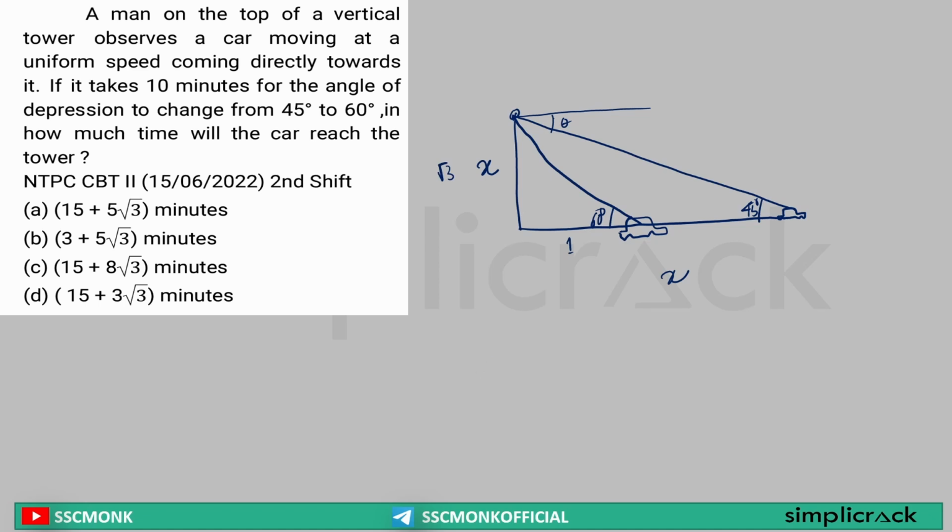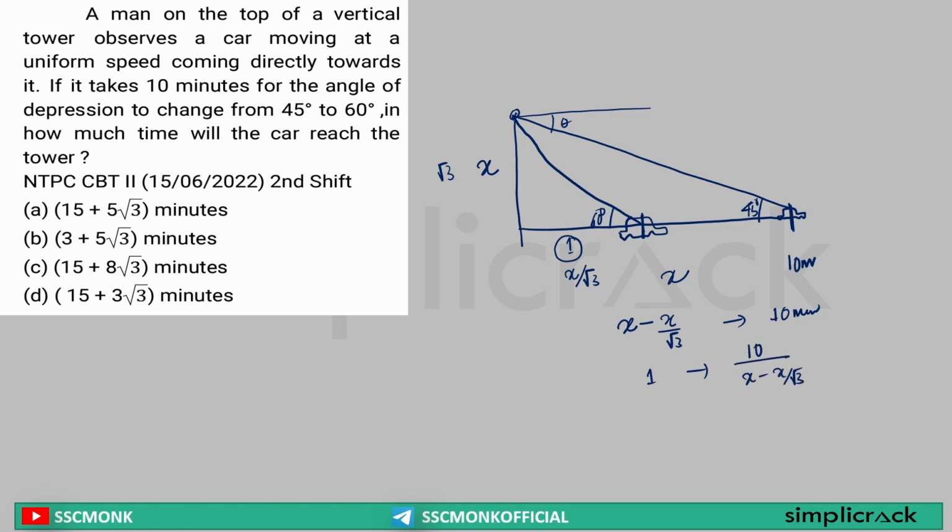If x is equal to root 3, that means what? 1 is equal to what? X by root 3. Now what it is saying, in 10 minutes, he covered this distance. That means the total distance covered, x minus x by root 3, in 10 minutes. Yes or no? Yes. So what it is saying, in how much time will the car reach the tower. So what is the distance left? X by root 3. So x minus x by root 3 in 10 minutes, so one distance will be in 10 by x minus x by root 3 minutes.